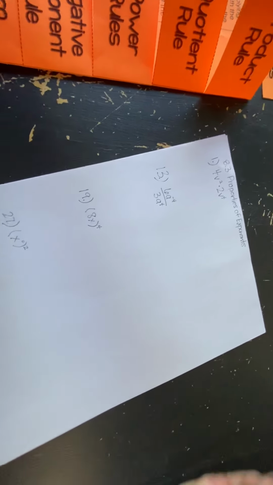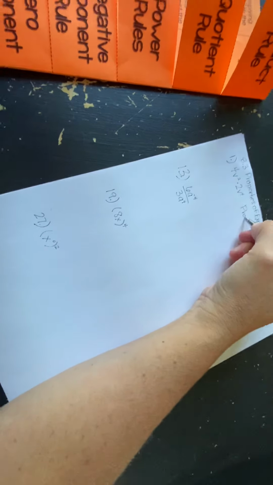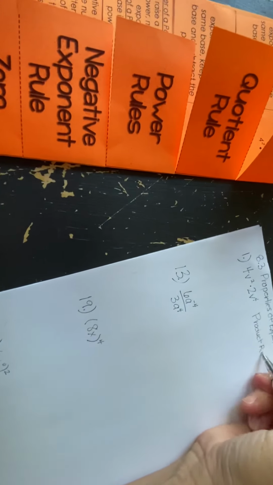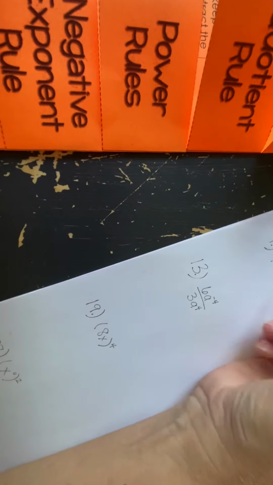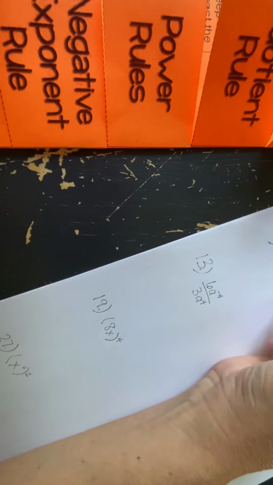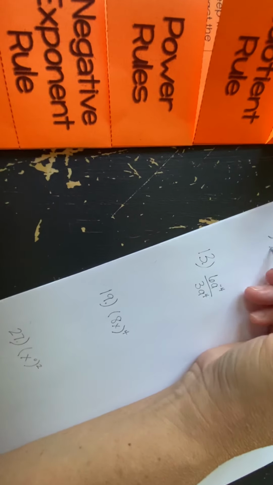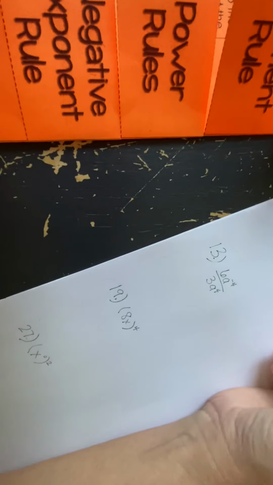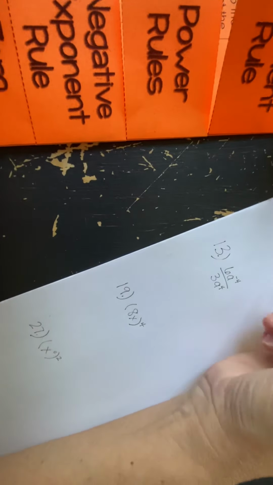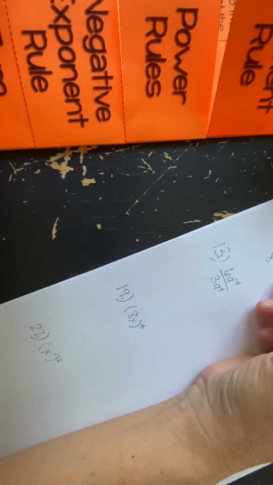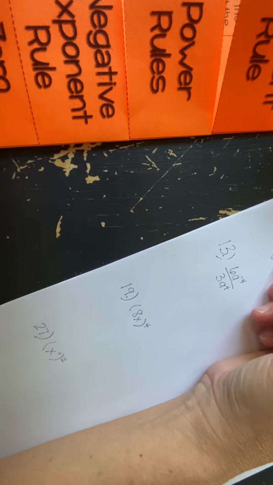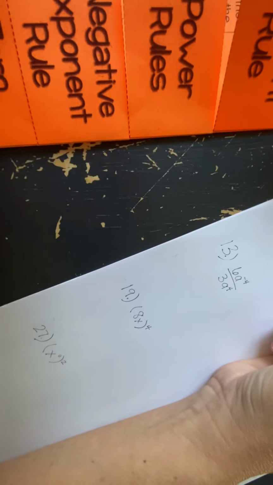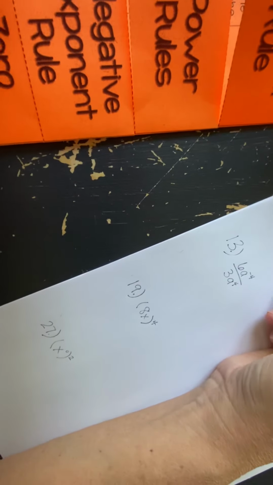On number 1, this would be the product rule. On the product rule, when you have the same base, which are the V's, then you add the exponents. But the coefficients, if you remember us going over that, you have to multiply. 4 times 2 would be 8. The V, you have the same base, so you keep the V and then you add the exponent. So if you add 4 and 2, you get 6. And then that would be the final answer.